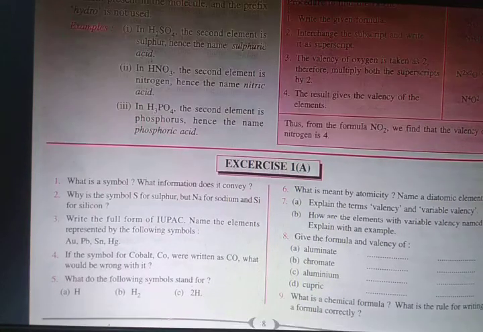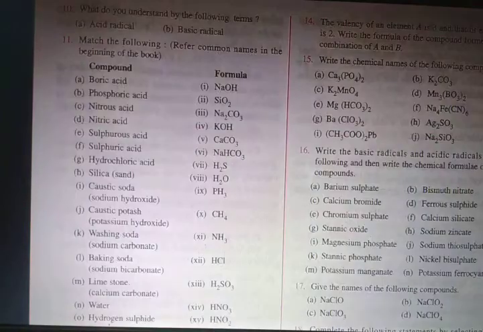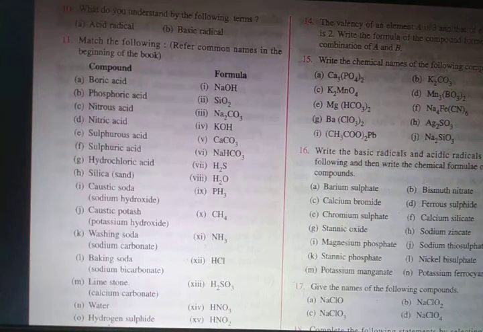So now moving further to the next question. What do you understand by the terms acid radical and basic radical? Acid radicals are basically negatively charged species, mostly derived from the nonmetals. Basic radicals are positively charged species, mostly derived from the metals. And once again, when you give these definitions, of course, you have to give examples.